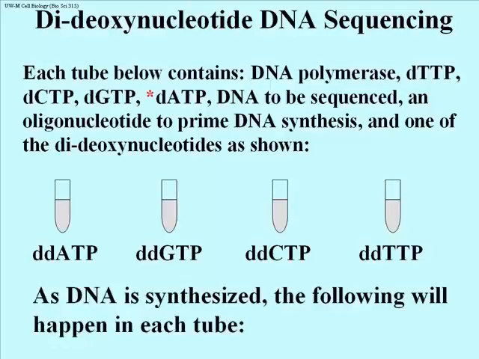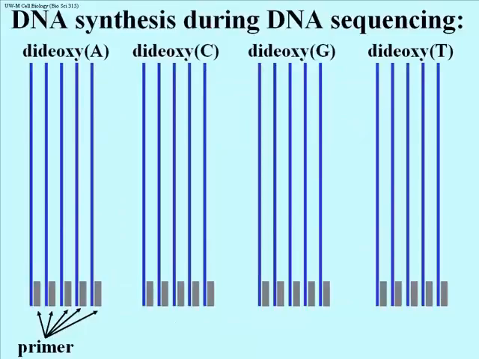So this is what's going to happen as the DNA is actually synthesized in each tube. So let's imagine we have lots of template. Those are the blue strands. We have annealed an oligonucleotide primer to which we're now going to be adding new nucleotide. The sample on the left is in the tube that contains dideoxy-A. The tube next to that contains dideoxy-C, and so on. So what do you expect is going to happen, say, on the tube on the left?